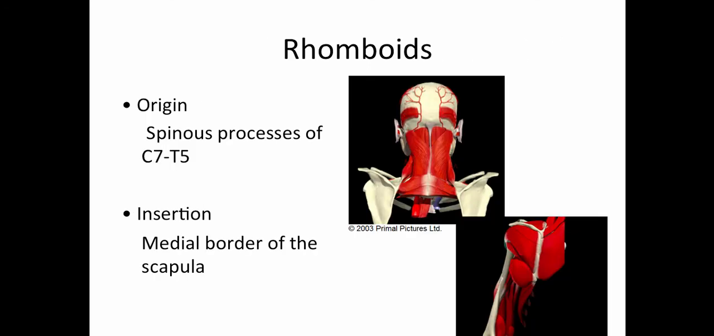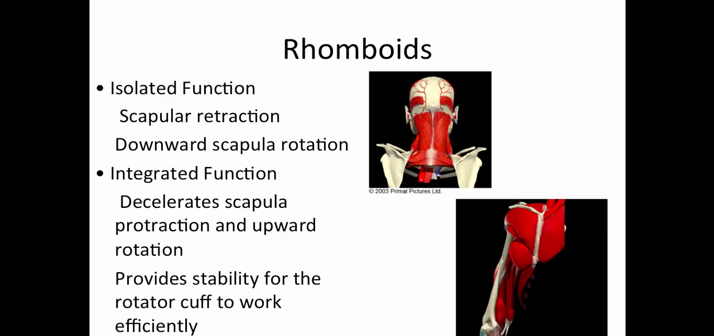The rhomboids. The origin of the rhomboids is at the spinous processes of C7 to T5. The insertion is at the medial border of the scapula. The isolated function of the rhomboids is scapular retraction and downward scapular rotation. The integrated function is that it decelerates scapular protraction and upward rotation.